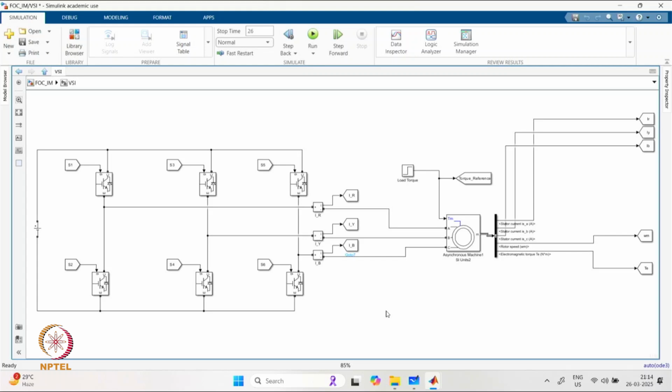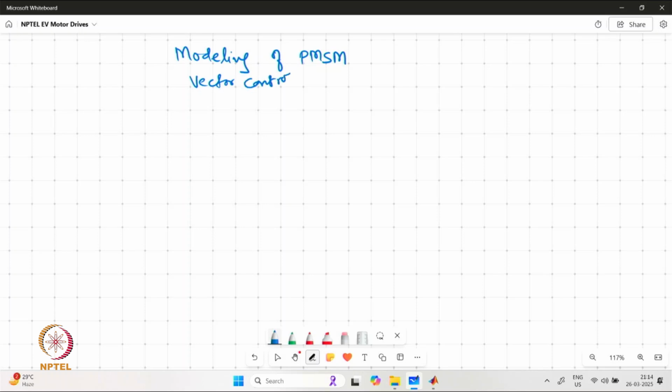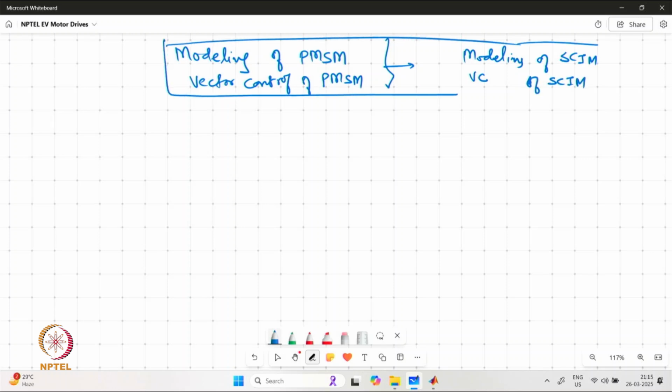And this concludes basically the section that was started along with the vector control and modeling and other aspects. And we have seen all different aspects of the vector control. So we have started with the modeling of the generalized cylindrical rotor machine. From there we have moved to modeling of PMSM, vector control of PMSM, and this was further extended to modeling of squirrel cage IM and vector control of squirrel cage IM. So both these controls are basically done in rotor flux oriented frame of reference.